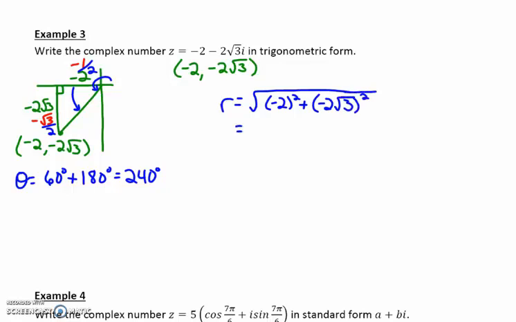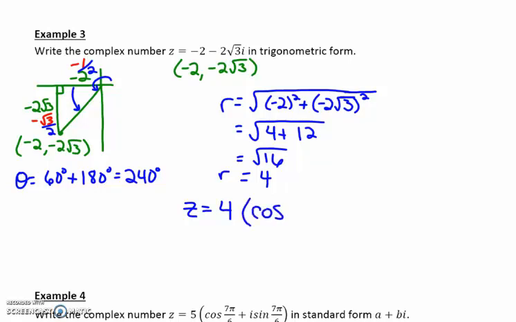And so then we get 4 plus 2 squared times 3, so that's going to be 12. So that's the square root of 16, so that equals 4. And then you're just plugging it in. So z equals r, which was 4, times the cosine of 240 degrees, which again, if you want to put that into terms of pi, that's going to be 4 pi over 3.